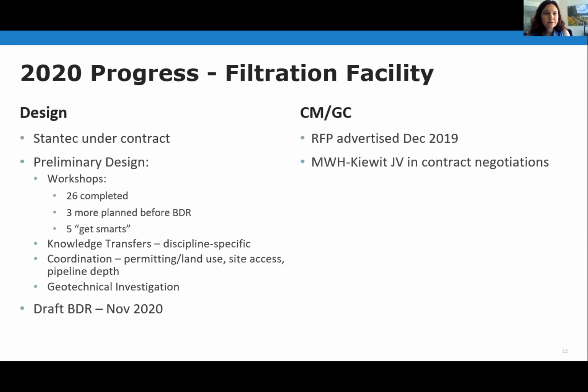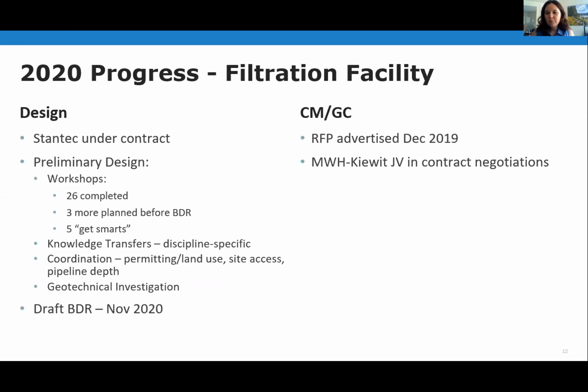And also working closely with the program manager on coordination, permitting, land use, site access is a big deal for us. How are we going to get into the site? How are we going to get out of the site? How are we going to do construction traffic? And also we needed to coordinate our pipeline depth with the pipeline designer.